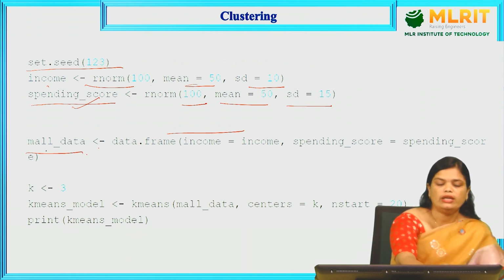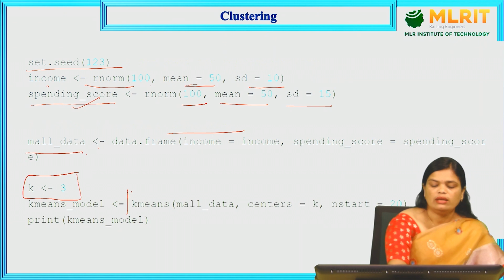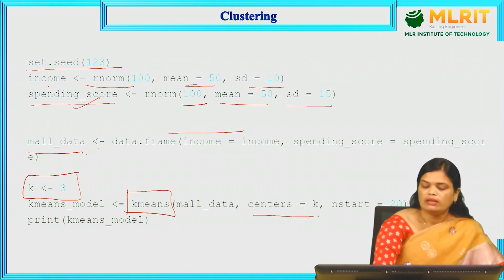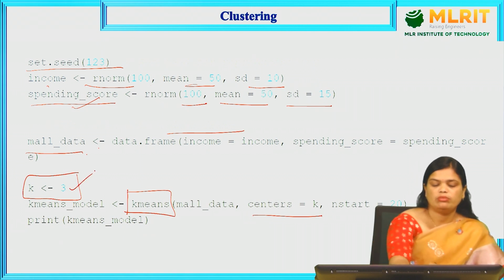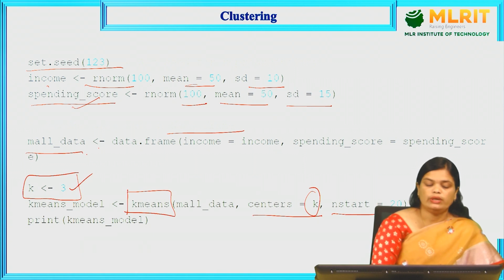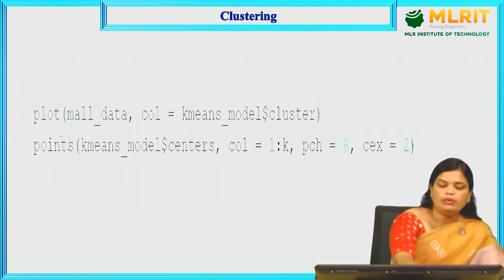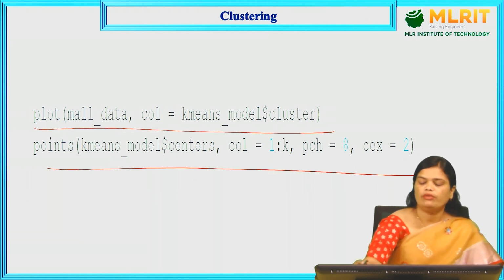into the mall data, where I am setting the clustering to 3 here, and here I am applying the k-means algorithm. How many center points I need is 3, that k I have defined here. The nstart is 20, and I am printing the k-means model. I am using visualization to get a view on how the data points are allocated.